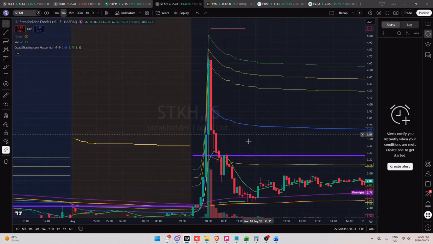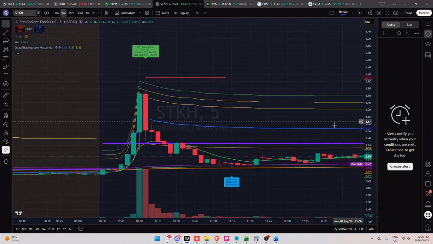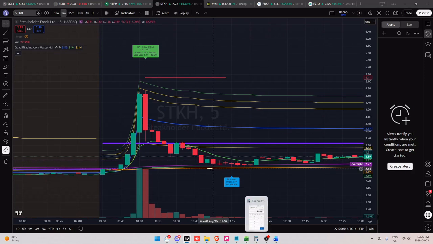Now, STKH, this stock here halted right here. This was a halt. It came up, big reverse on that one. This is my entry on a BP, and we covered at the SMA 200 roughly for 28%.